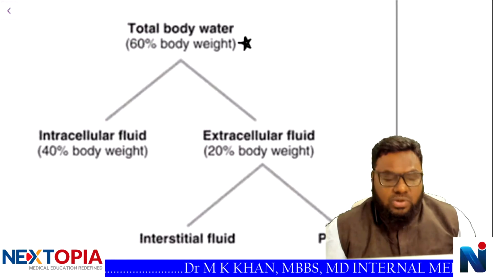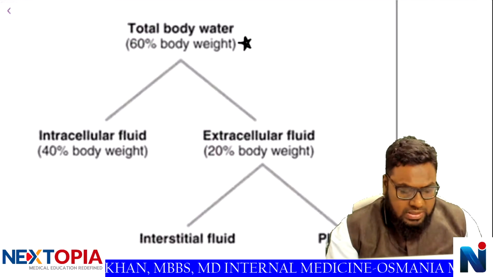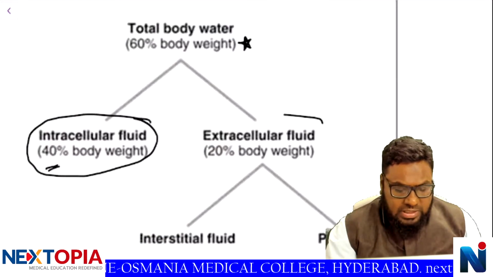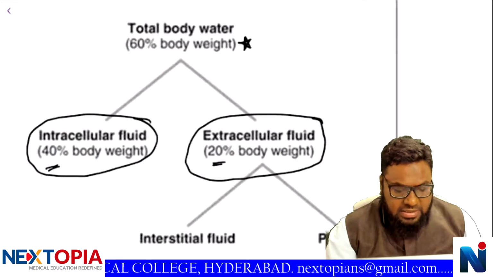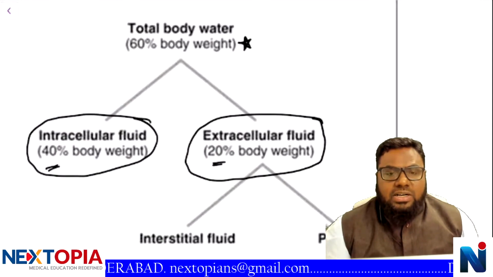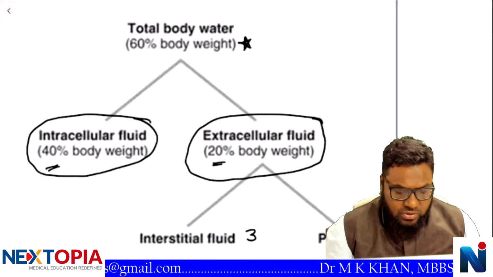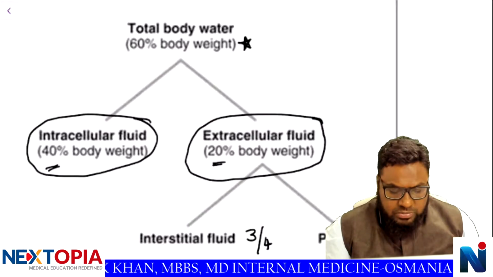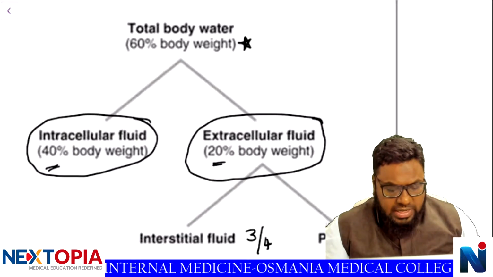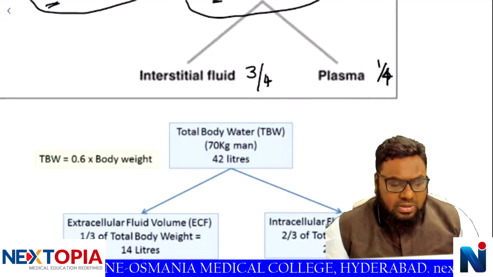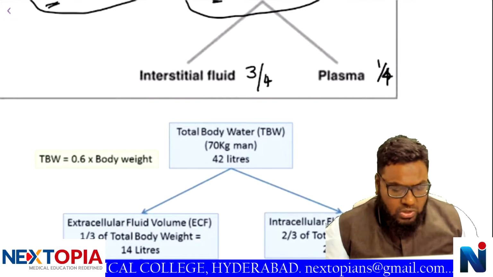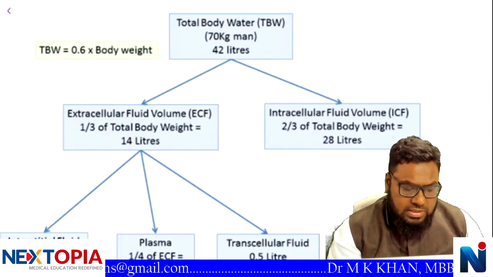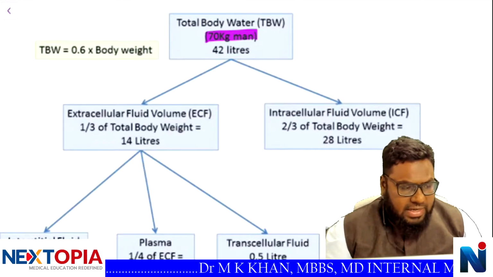It is 60% of the total body weight. I told you that 2/3 is intracellular fluid, that is 40%, and 1/3 of 60%, that is 20%, is extracellular fluid, which is again divided into the interstitial fluid, which is 3/4 of extracellular fluid, and the plasma volume, which is 1/4 of the extracellular fluid. So if you calculate this, say suppose a person has a weight of 70 kgs, a 70 kg man.